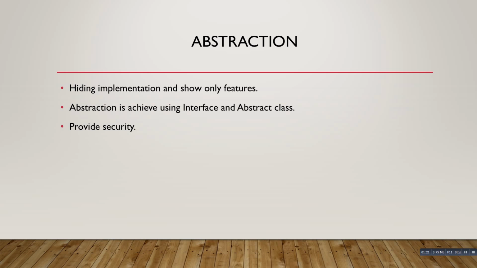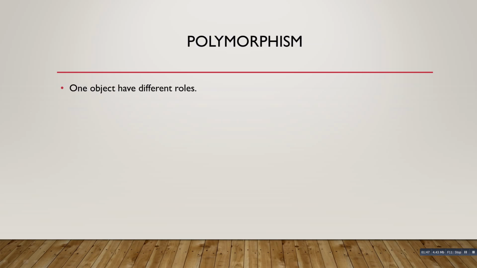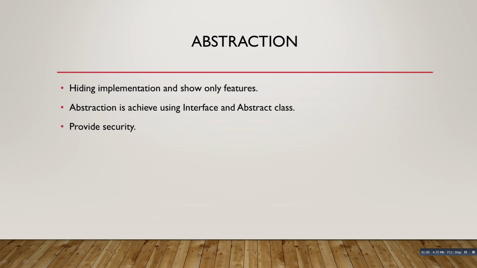So what is abstraction? Abstraction is nothing but hiding the implementation and showing only the features. For example, an ATM. As a user, we just know what the features of the ATM are and what we need to do to accomplish those features. We don't need to know how the feature is implemented and what is required to implement it. That's called abstraction.